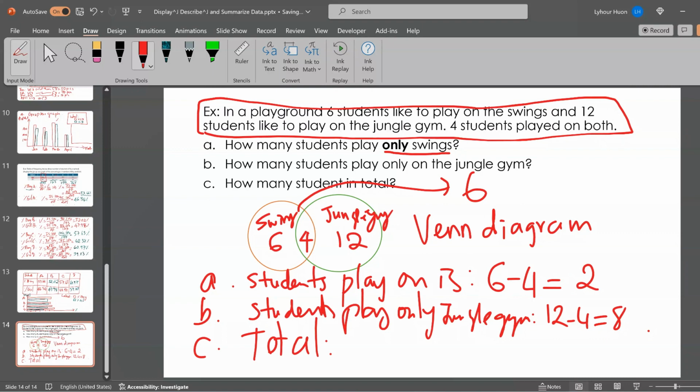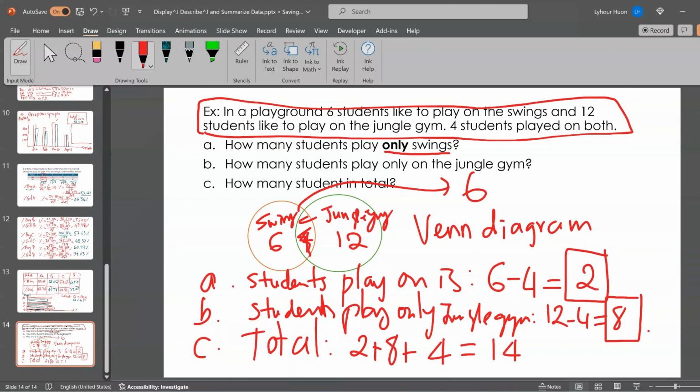6, 4, 12. If we add with 6, 6 will be combined. Oh wait, no. Sorry. So the number of students in total, we will add the students who play only the swing, 2, then we add 8, only the jungle gym, and then the students who play both, 4. So that equals 14. So 2 plus 8 plus 4: play only swing, play only jungle gym, and play both. That's a really low number of students. But this does not include all students, only the students who play at the playground. So maybe it's okay. Suppose 14 students.